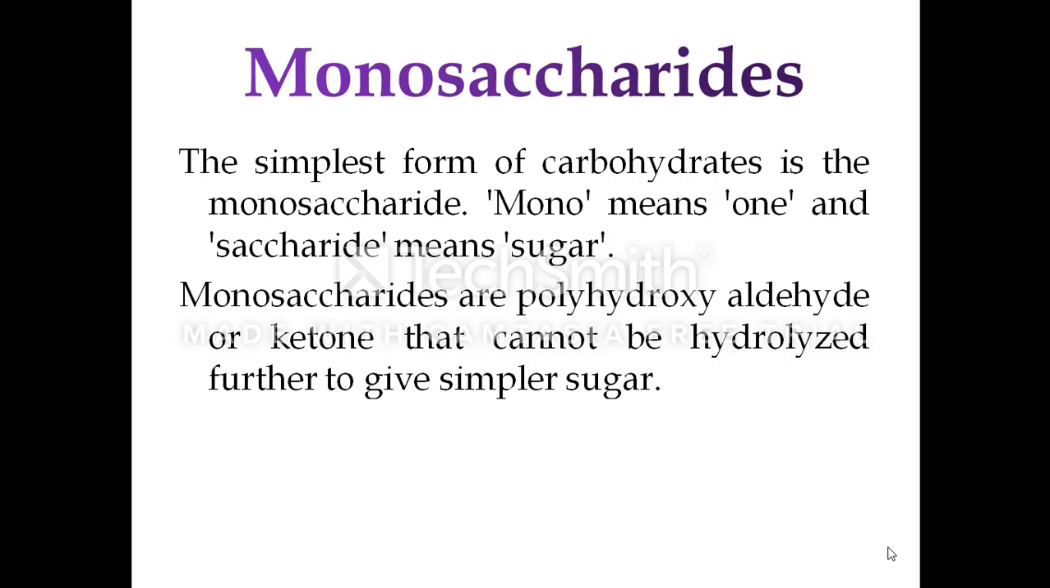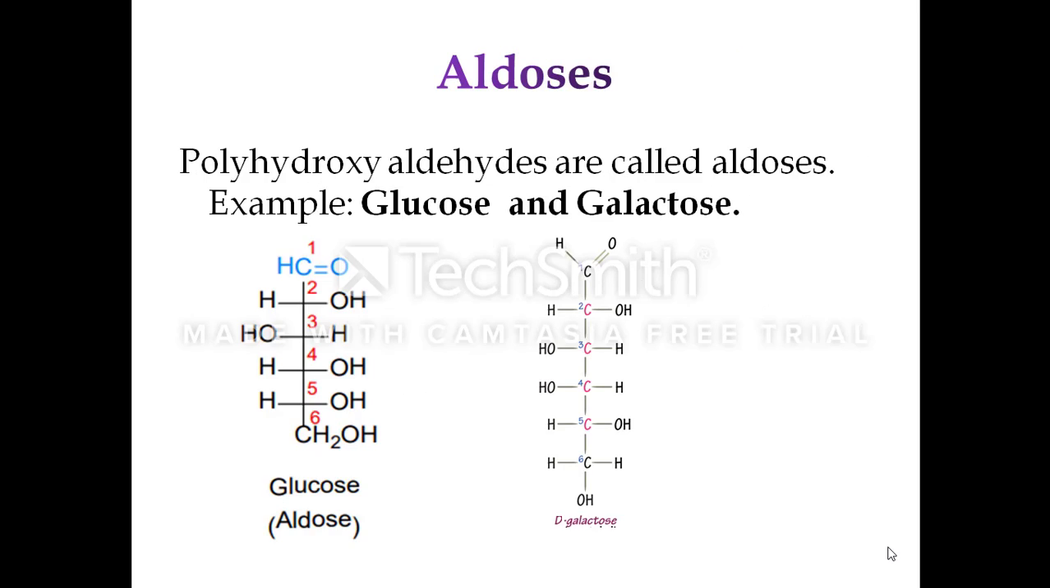Monosaccharides are polyhydroxyaldehydes or ketones that cannot be hydrolyzed further to give simpler sugars. So these are the simpler sugars which cannot be hydrolyzed further. These are also defined as polyhydroxyaldehydes or ketones. The polyhydroxyaldehydes are called aldoses.